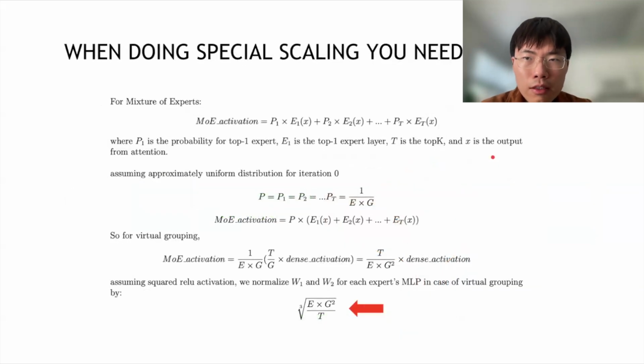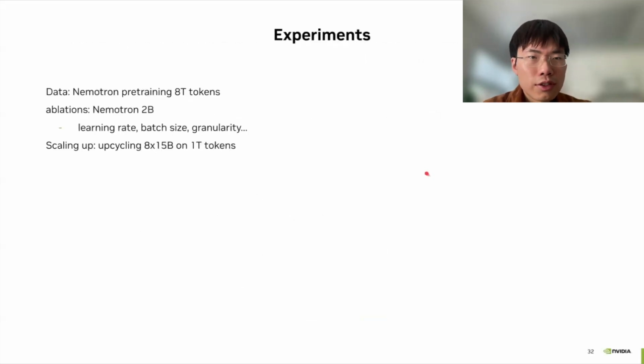Okay, so this is a formula for upcycling the fine-grained MoEs. I put it here, but it's quite complicated. You can look at it in the paper. For the experiments, we trained on Nemotron 8 trillion tokens, with ablation studies on the Nemotron 2B models. For scaling up, we did it on the 8 by 15B models on 1 trillion tokens. So this is the first paper that revealed how to upcycle big models beyond 1 billion parameters and 1 trillion tokens.